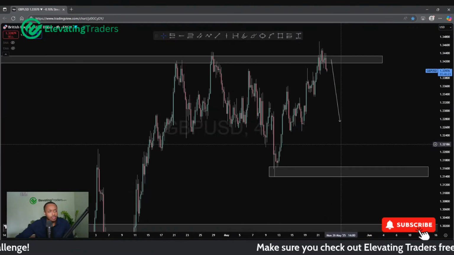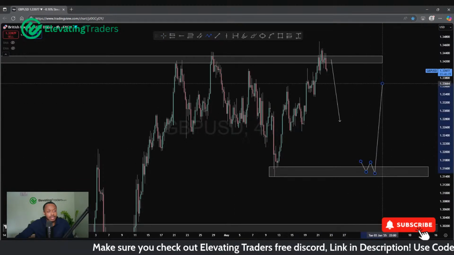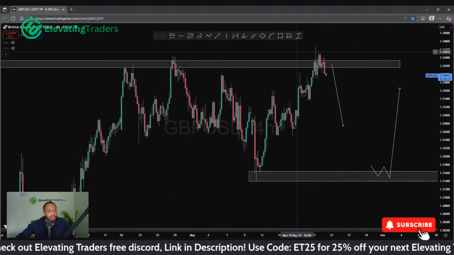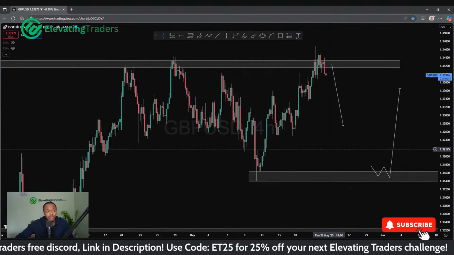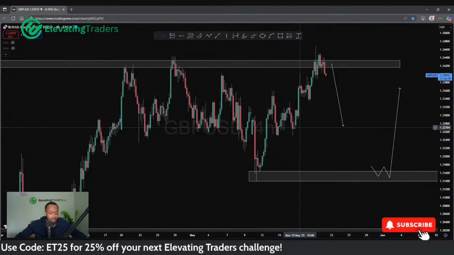We'll see how far we push. I'm not too sure if we'll get there. If we do, I'll keep an eye out for some longs here. I think that's the only place which I can potentially start to look to long the pair. Otherwise, this is bearish territory. If anything, I'll be expecting some downside now for pound USD.